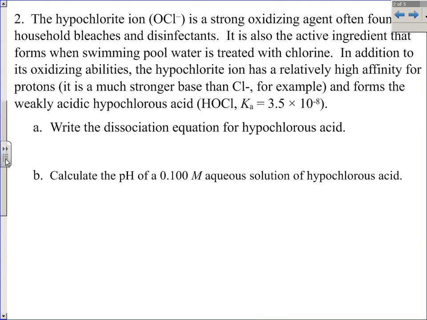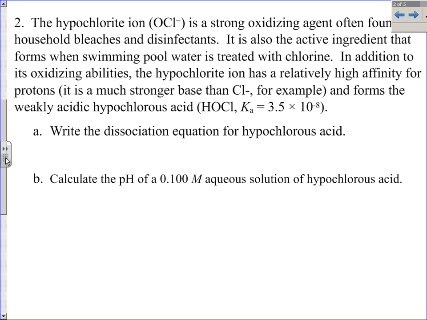Now, question number 2 is a more typical Ka problem. In the last one, they were asking us to find K. Notice in this one, they're giving us a K. So this is going to be one of those problems we saw numerous times in the chapter involving X's when we set up our ICE box. So hypochlorite ion is a strong oxidizing agent also often found in household bleaches and disinfectants. It is also the active ingredient that forms when swimming pool water is treated with chlorine. In addition to its oxidizing ability, the hypochlorite ion has a relatively high affinity for protons, so it's a much stronger base than Cl- and forms the weakly acidic hypochlorous acid.